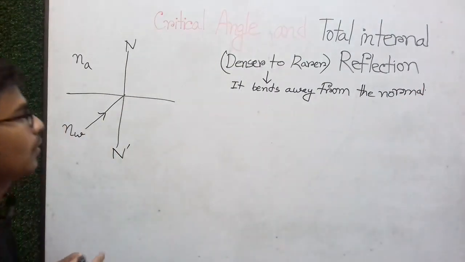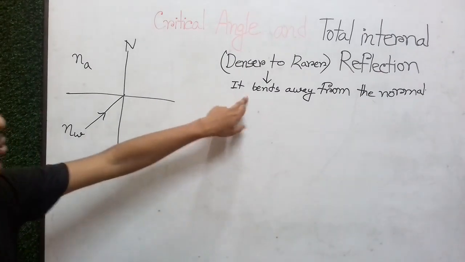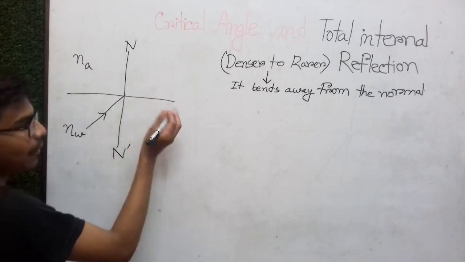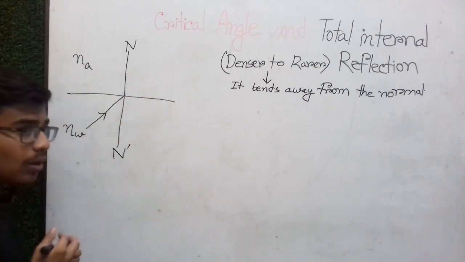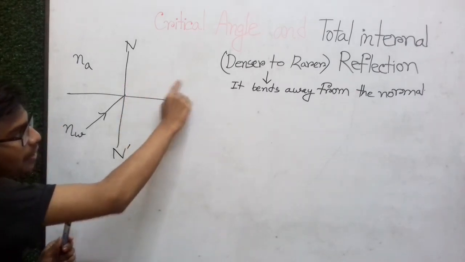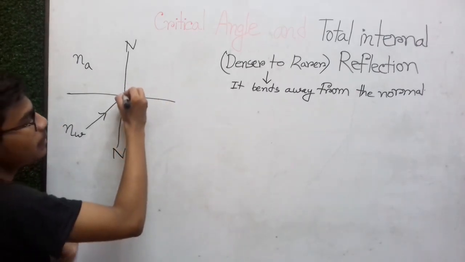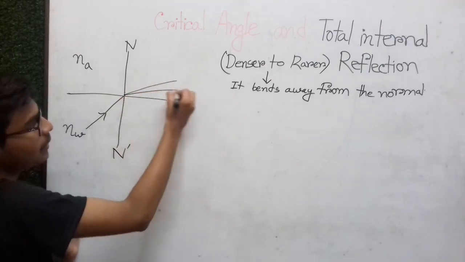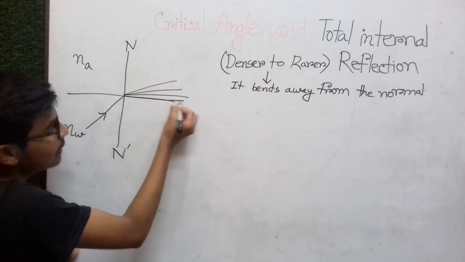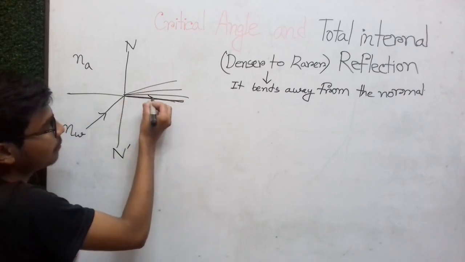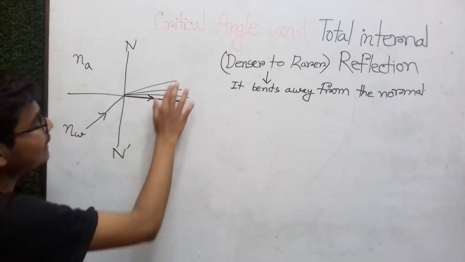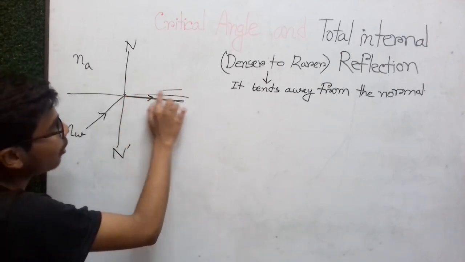Got it? So when the light rays move from denser to rarer, it bends away from the normal. It will keep bending away, and at a stage it will bend along here. So when it bends along here, that means at that time this light will not be in the rarer medium.